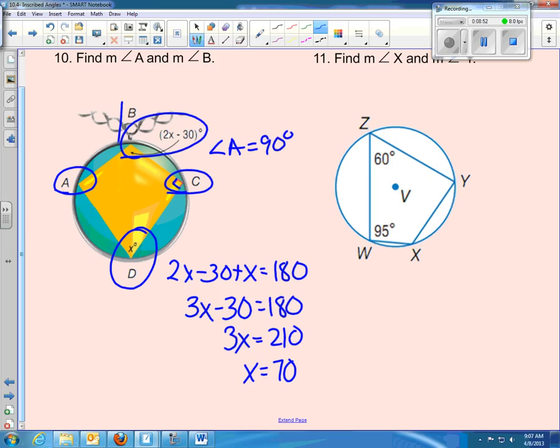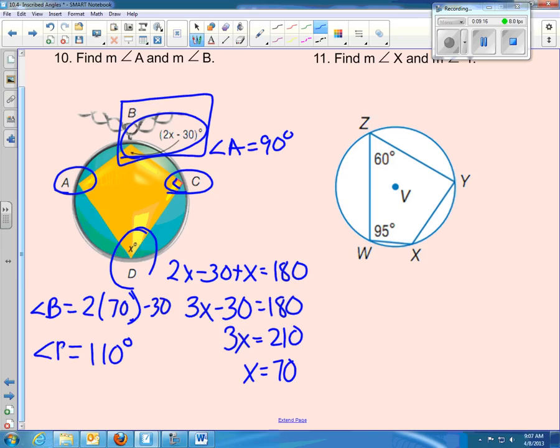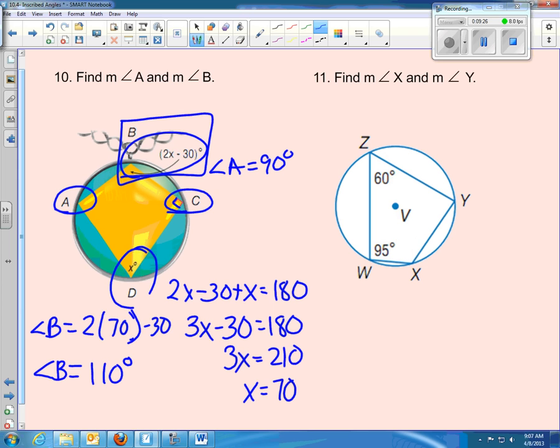Angle B, we see right up here, is equal to 2 times x minus 30. Don't know why I keep wanting to write plus. Minus 30. So if we go ahead and do that, we end up with 2 times 70 gives us 140, minus 30 gives us 110 degrees, which is great because angle D would be x, which is 70. They're supplementary. All right, go ahead and try and finish out problem 11 on your own and bring that back for tomorrow. Thanks, guys.